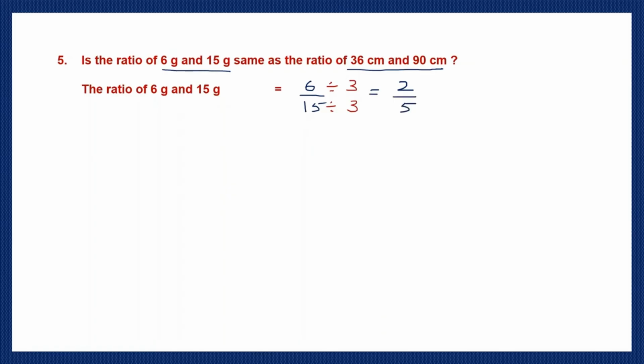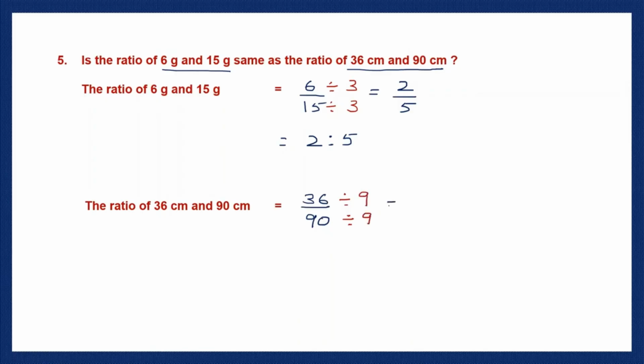So the ratio here is 2:5. Now let's see the next one. The ratio of 36 centimeters and 90 centimeters, let's write it as a fraction, 36 by 90, and let's divide it with a common factor, that is 9. Let's divide both by 9 and see what we get. 9 4s are 36, 9 tens are 90.